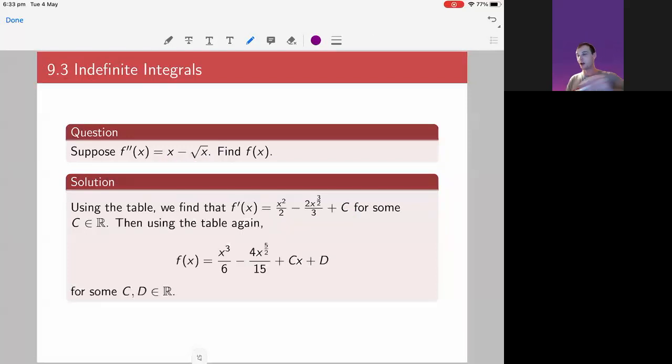And then we just have to integrate once more. An antiderivative for x squared on 2 is x cubed on 6. An antiderivative for 2 times x to the power of 3 on 2, divided by 3, is 4 times x to the power of 5 on 2, on 15. If we're given c, then an antiderivative for c is cx, and we need one more constant because of that integration we did. Since we had to undo two derivatives, there were going to be two constants floating around there.